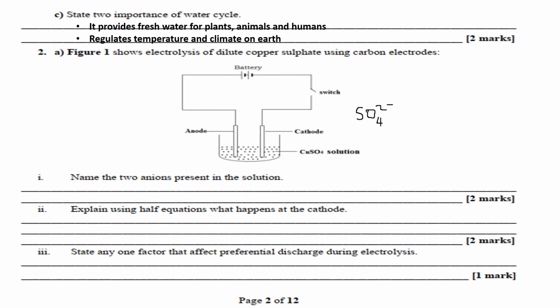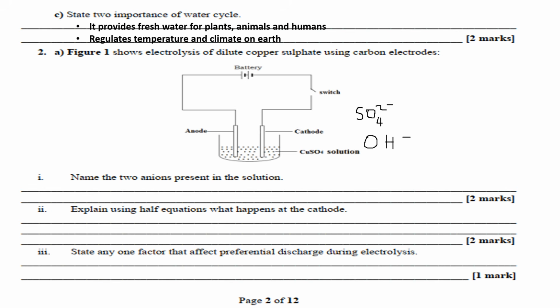But because water is also involved, this is a dilute solution. Because it is a dilute solution, there's also going to be hydroxide ions from water. It's OH, but don't forget to put a minus here. These are called anions. The word anion means negative ions.